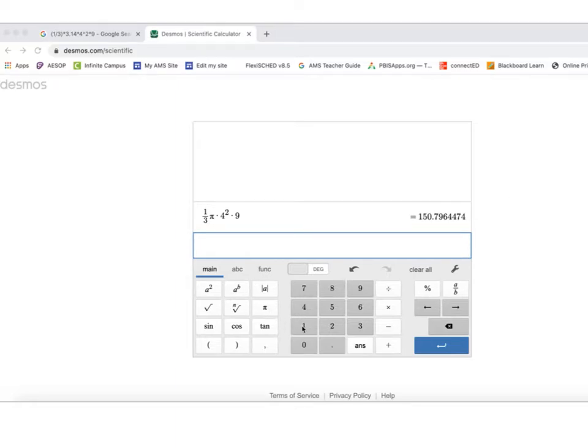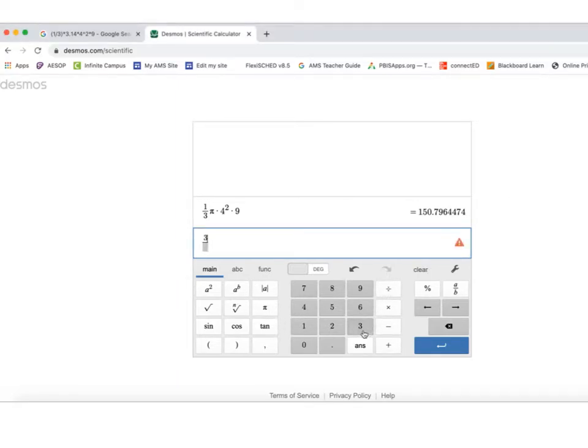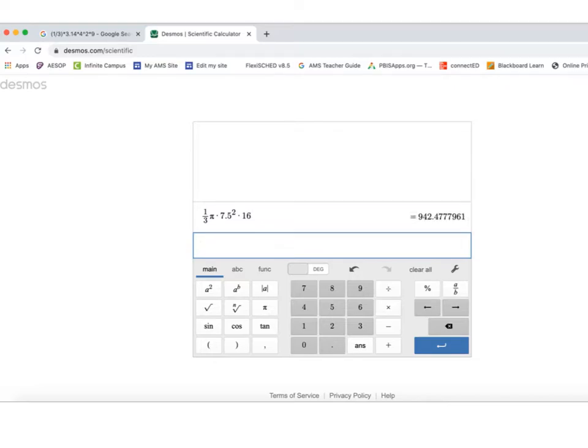I'm on the Desmos one, so 1 divided by 3, arrow over to get out of that. And then I'm going to type in pi, and then times, since you don't have to put a times before the pi, but you do after, 7.5 squared, and then times 16. Hit enter and you get 942.477, and we will round that to 942.5.